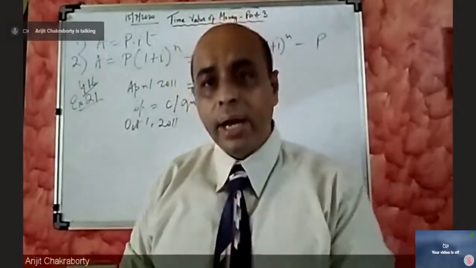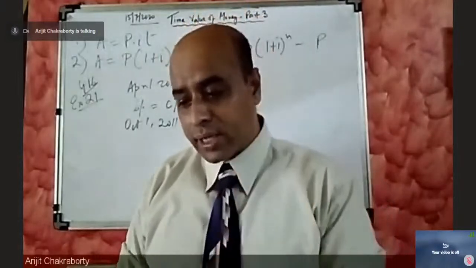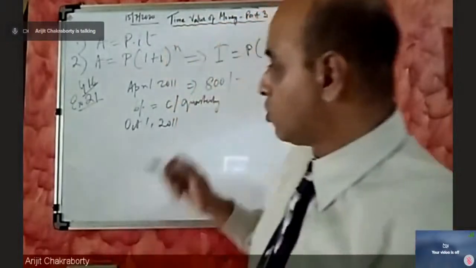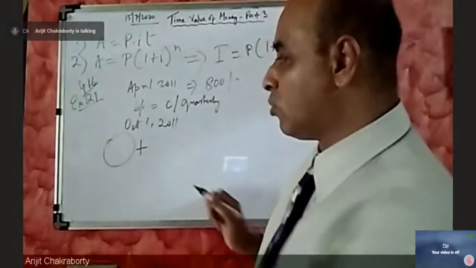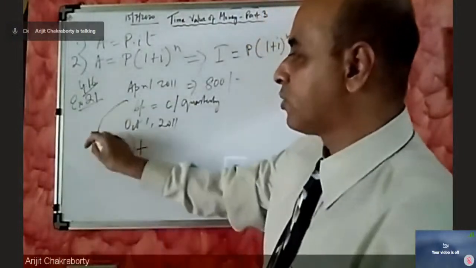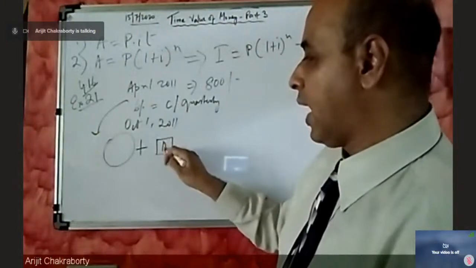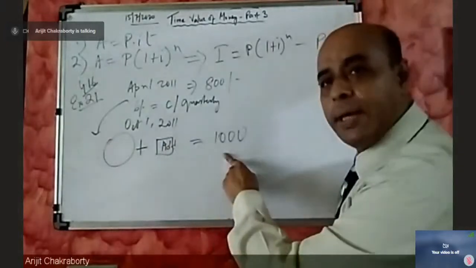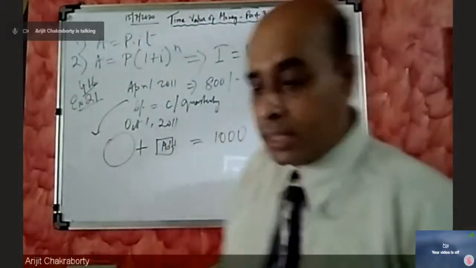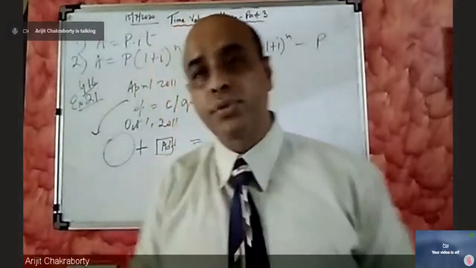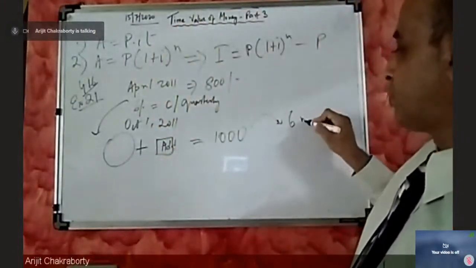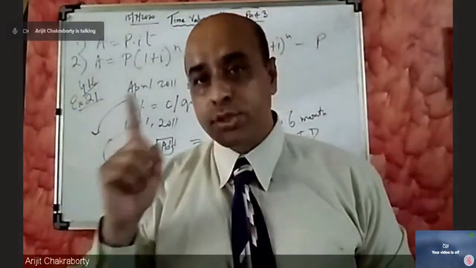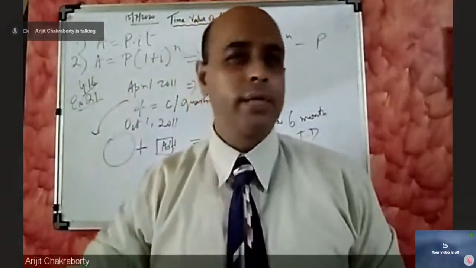He added enough additional money to invest in a 6-month time deposit for 1,000 rupees. So whatever money he got from here, he added some more money. I'm writing add. He added some more money and he got 1,000 rupees. This 1,000 rupees he is investing in a 6-month time deposit, and he is getting 6% interest compounded monthly.